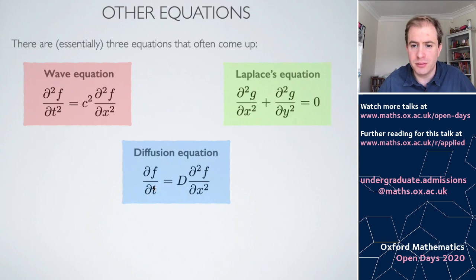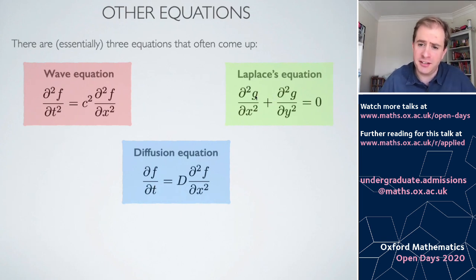The third and final class of equations is what's called Laplace's equation. And again, that looks a little bit like the wave equation, but now it's got two spatial variables. That's not an important difference. The important difference is that rather than having the two derivatives being equal to each other, it's their sum that is equal to 0. And again, that has an important qualitative difference in the way that this function g will behave.